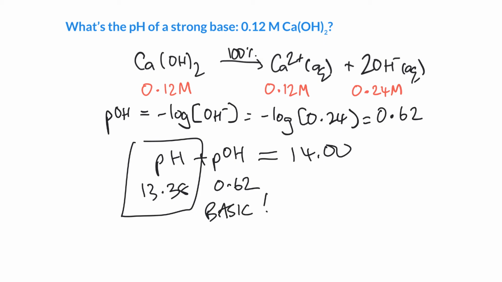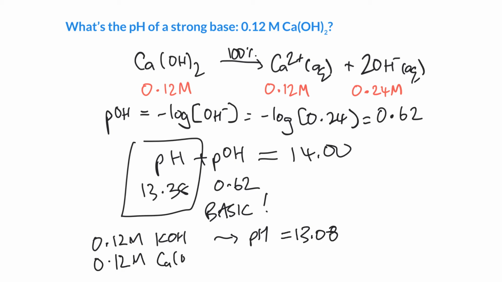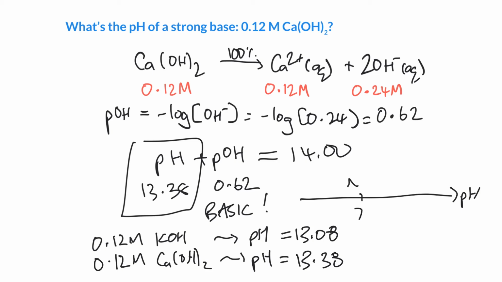And if you remember our last problem, we had 0.12 molar KOH, and it had a pH of 13.08. And here we have 0.12 molar calcium hydroxide, and the calcium hydroxide has a different pH. Its pH is 13.38. So on our pH scale, remember 7 is neutral, and greater than 7 is basic. Our KOH is coming in at 13.08. And if we switch to blue, maybe our calcium hydroxide is coming in at 13.38. So the calcium hydroxide has a higher pH. So if you like, it's more basic.